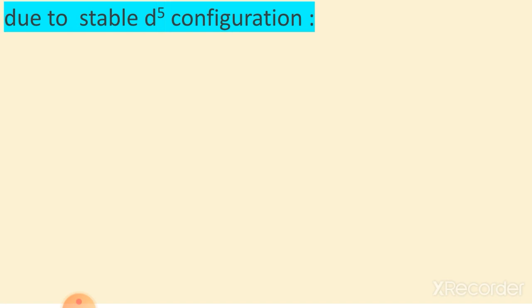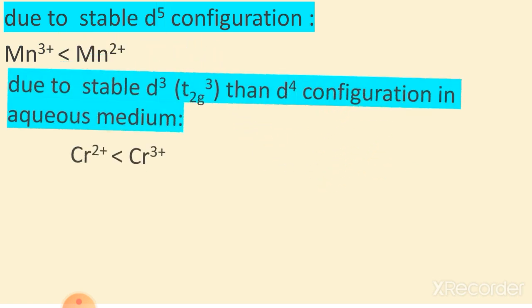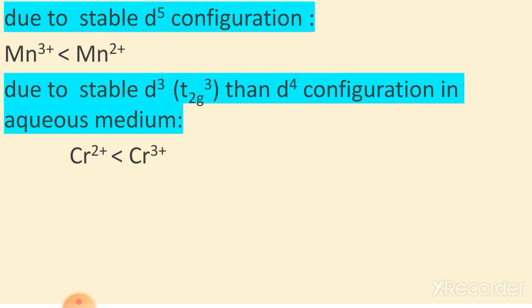Now the stability of cations due to d5 configuration. One question may be raised here also: why is Mn3+ less stable than Mn2+? So again find the electronic configuration and also find the half filled and full filled stability. In this way you can find the stability of cations. So look here, Mn3+ is less stable than Mn2+. This is because Mn3+ has d4 configuration and Mn2+ has d5 configuration. So due to half filled stability, Mn2+ is more stable.